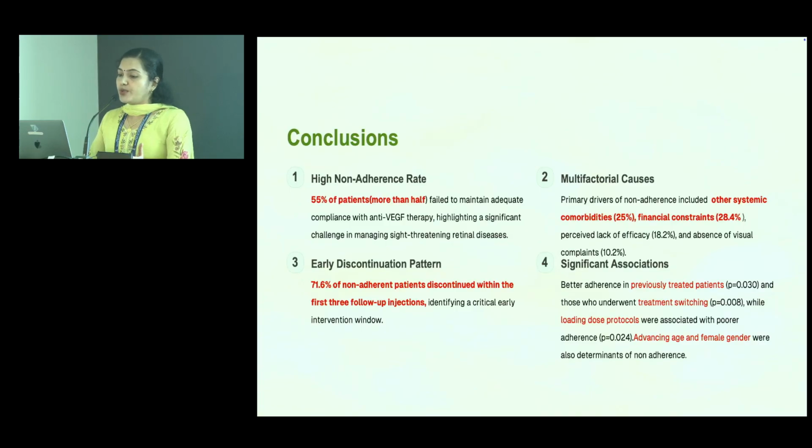To conclude, we had a high non-adherence rate among the patients with an early discontinuation pattern, with multifactorial causes for the non-adherence. Patients who were previously treated showed good adherence. Treatment switching patients also showed good adherence. Loading dose protocol patients were very poor with adherence, and advancing age and female gender were also determinants for non-adherence.